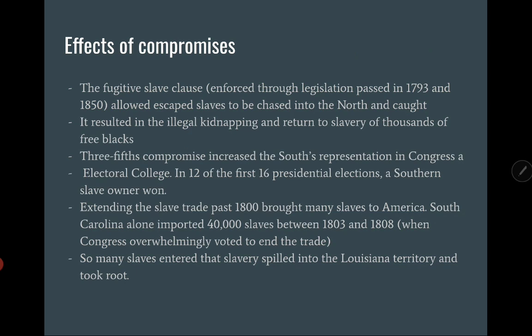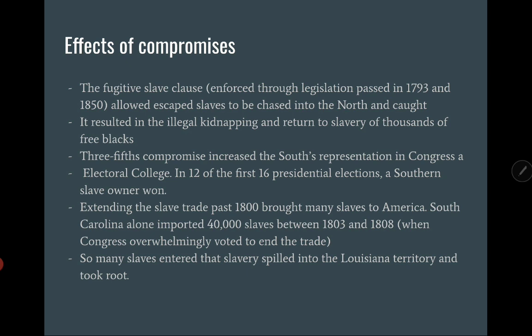The 3/5 compromise is going to increase the South's representation. If the 3/5 compromise wasn't there, the South would not have as much political power as it did all the way through this time period. In the Electoral College, 12 of the first 16 presidential elections is a Southern slave owner. And without that political power, that may not have happened. Extending the slave trade past 1800 brought many slaves to America.